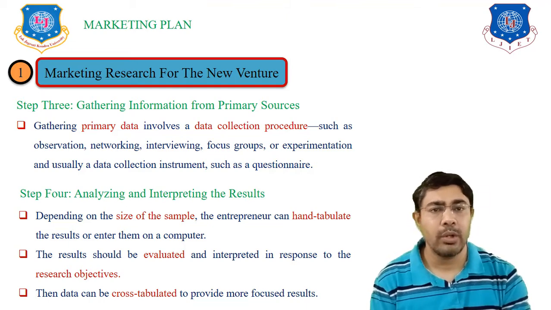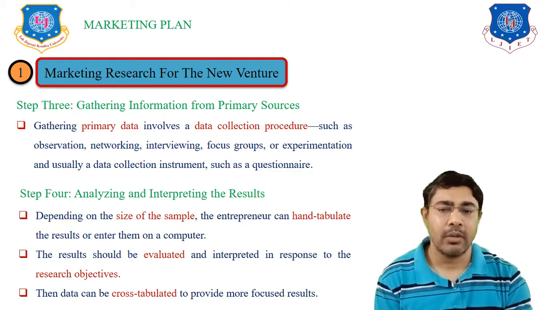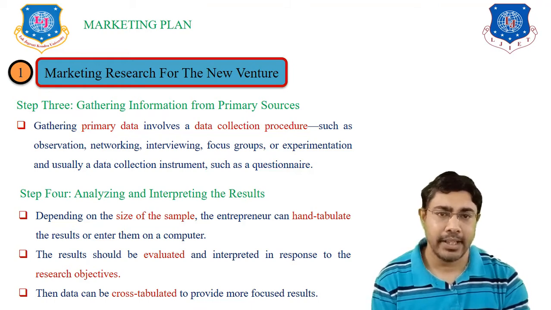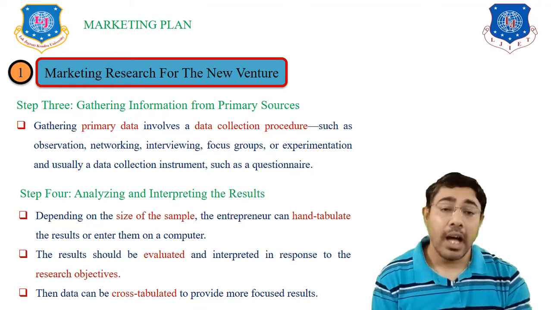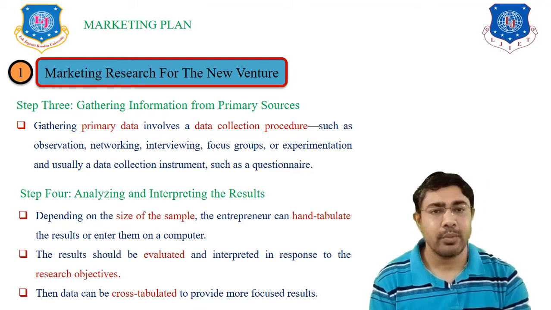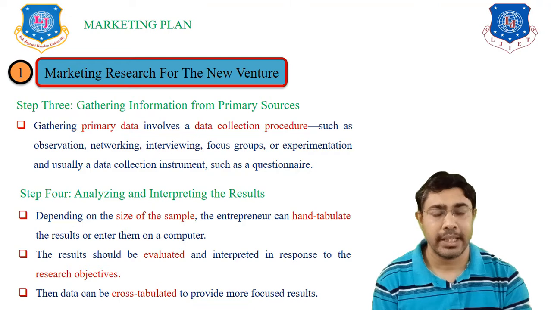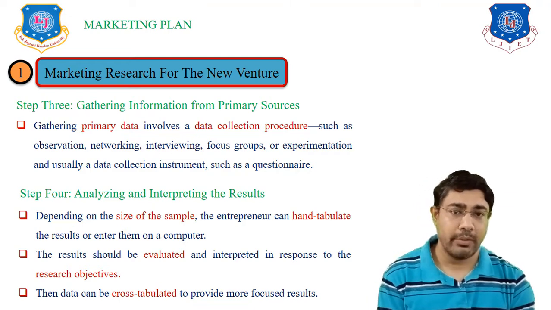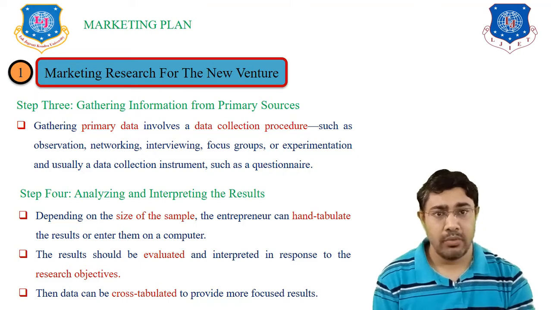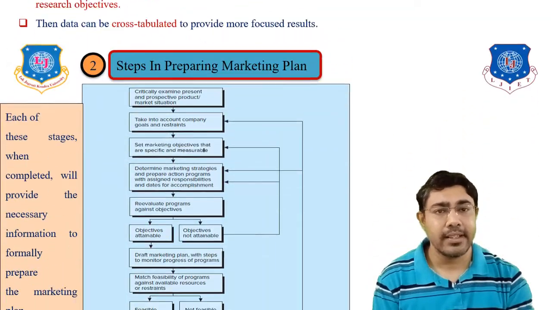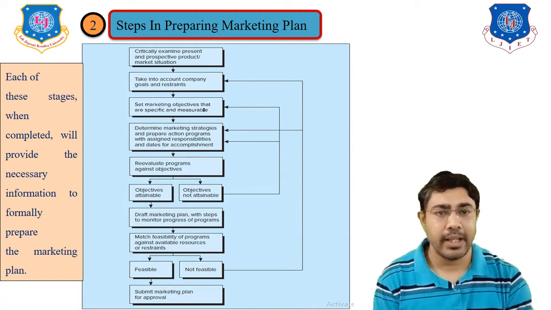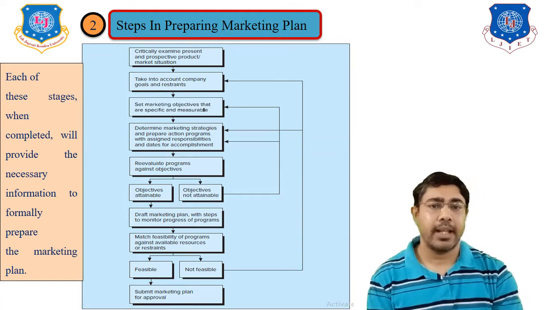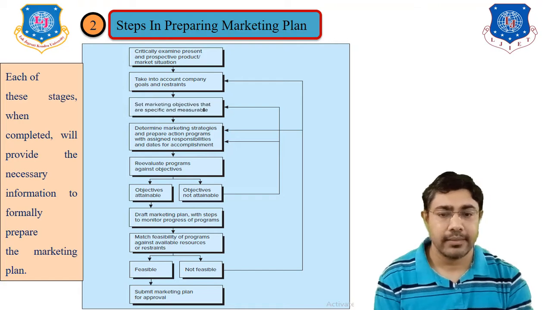So now you all know what marketing research is, which information is collected from marketing research, and how to do marketing research for new ventures. Now the next step is to develop the marketing plan. So how do we develop the marketing plan? Now you all know the information which is needed to develop the marketing plan. Next are the steps in preparing the marketing plan: how to make or prepare the marketing plan.